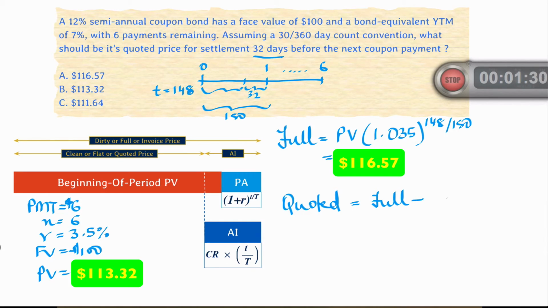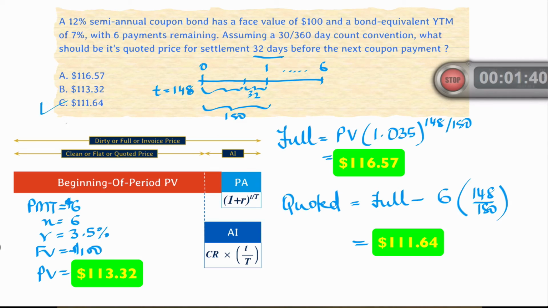And of course, quoted is nothing but full minus the accrued interest, which is the coupon rate, not the yield to maturity, multiplied by the ratio of number of days passed to the total number of days in the period. And that works out to be 111.64, making C the correct answer.